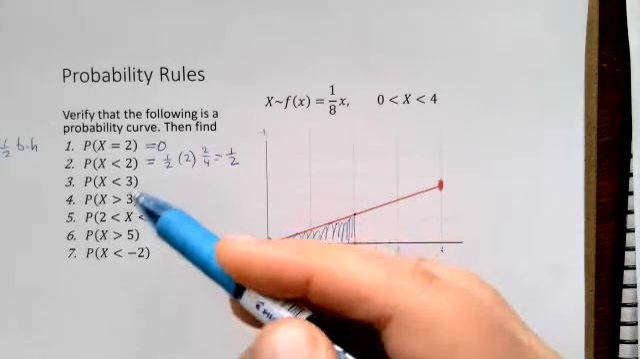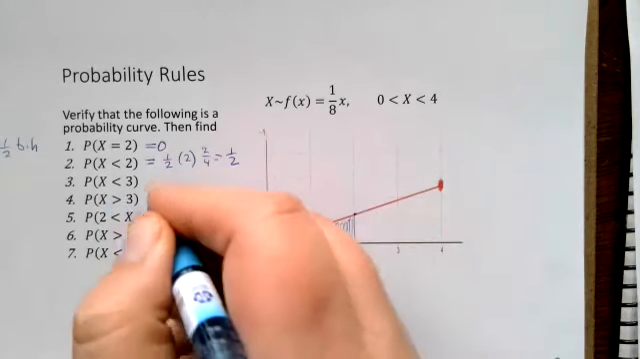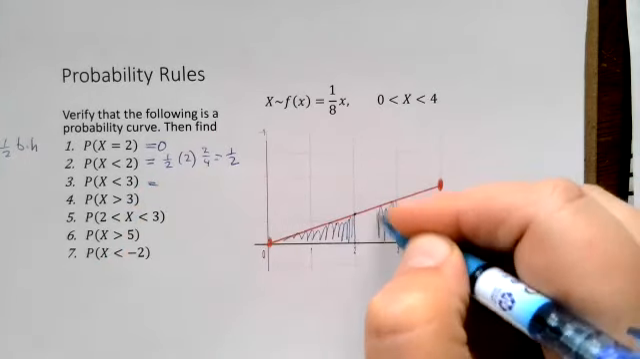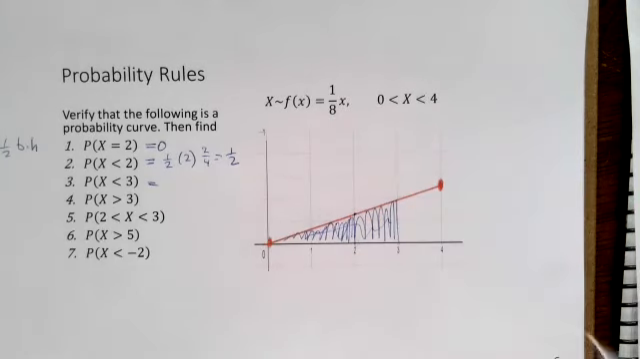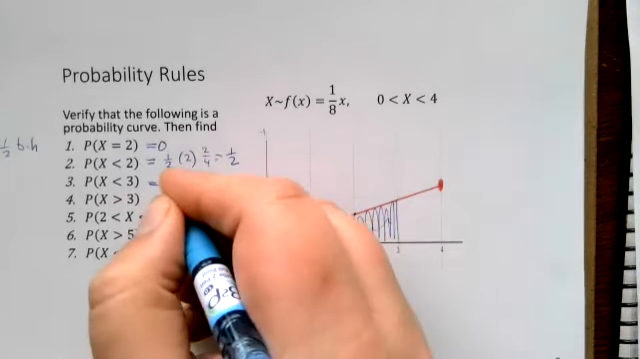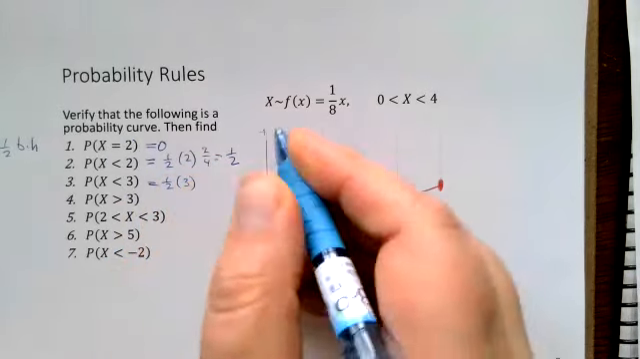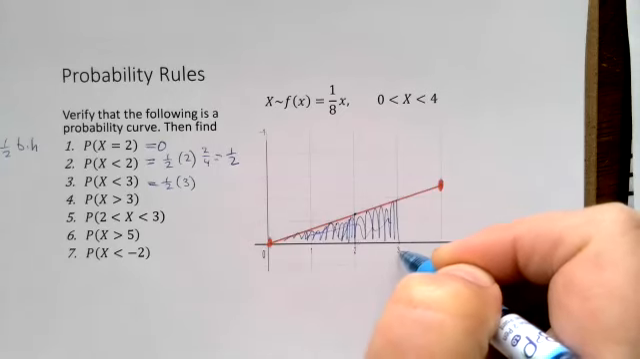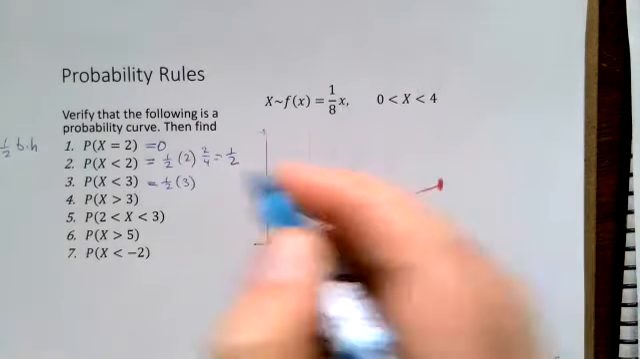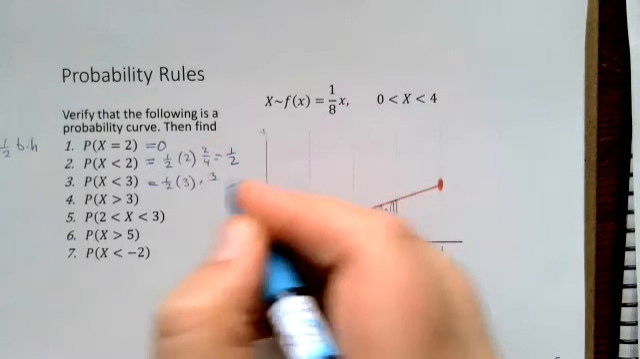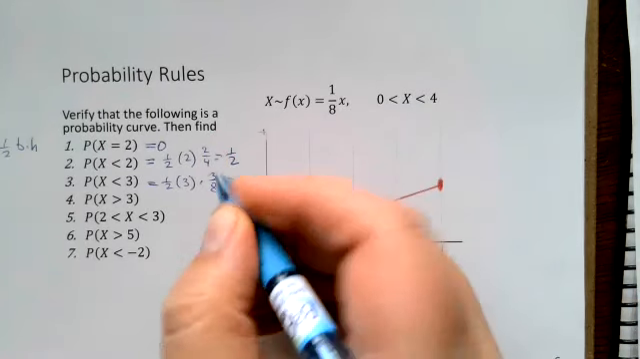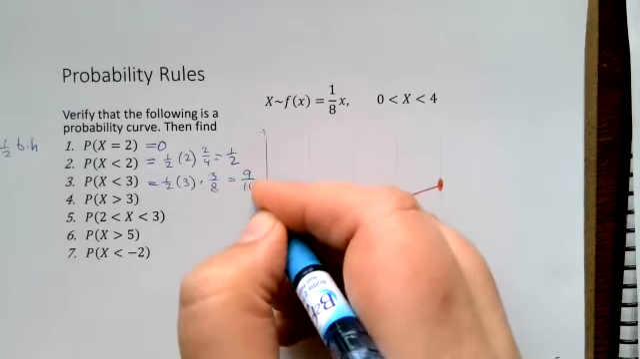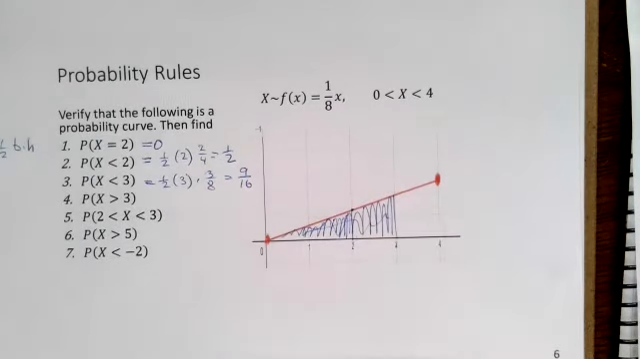Okay, what about the probability that x is less than 3? Well, that's the area to the left of 3, this whole piece. So again, following the formula, we have 1/2 times 3, and plugging 3 into x, we're going to have 3/8, and that's going to give us 9/16. So that's the probability.